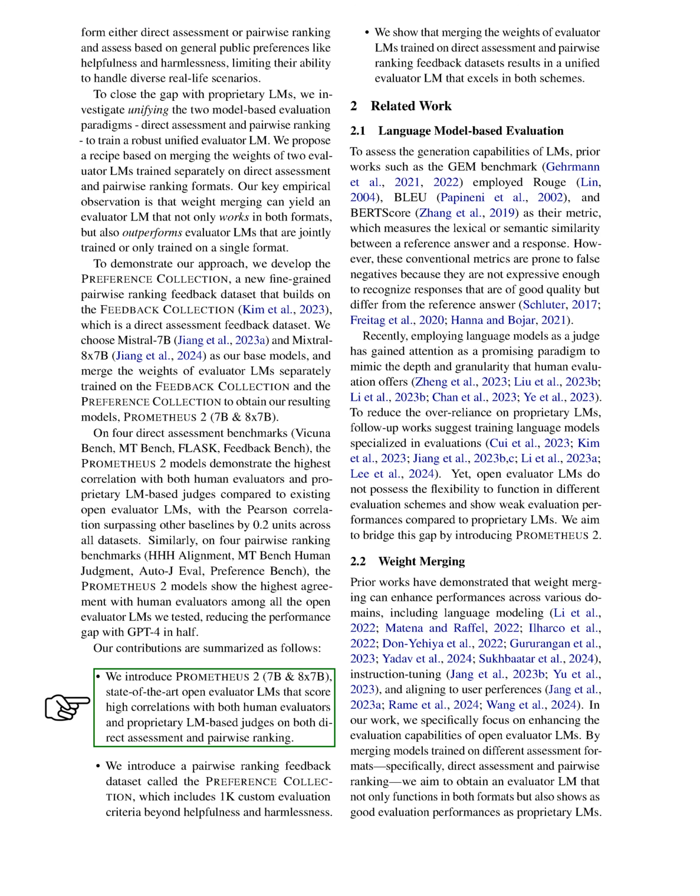We introduce the Prometheus 2 models, which excel in both direct assessment and pairwise ranking evaluations. We also introduce a new feedback dataset called the Preference Collection, which includes diverse evaluation criteria beyond just helpfulness and harmlessness. By merging weights from models trained on different feedback datasets, we achieve high performance in both evaluation schemes. Additionally, we discuss the use of language models as judges to evaluate text generation capabilities.